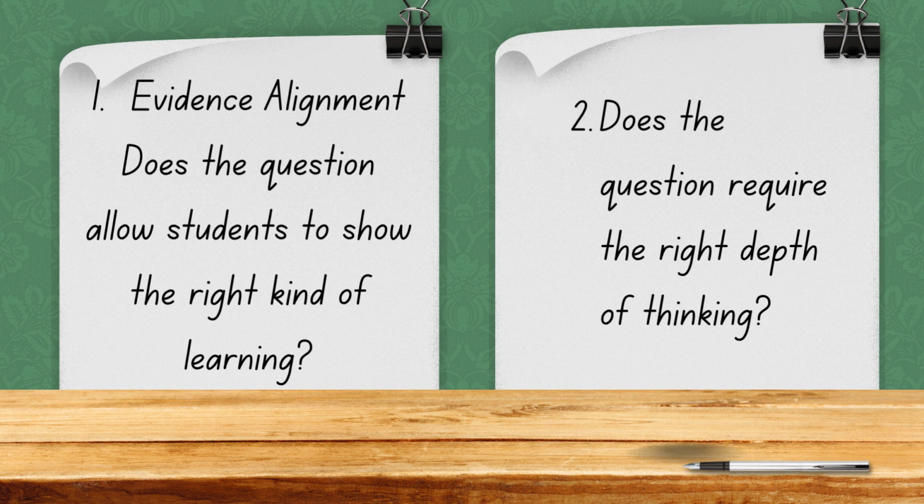When teachers use both target type and DOK, they create stronger assessments because they can check for two kinds of alignment. First, evidence alignment. Does the question allow students to show the right kind of learning? For example, if the target is a skill, students should actually perform or apply the skill. Rigor alignment: does the question require the right depth of thinking? An example is if the standard asks students to analyze, the question should not stop at identifying. When both are aligned, the assessment is much more likely to measure the standard accurately.